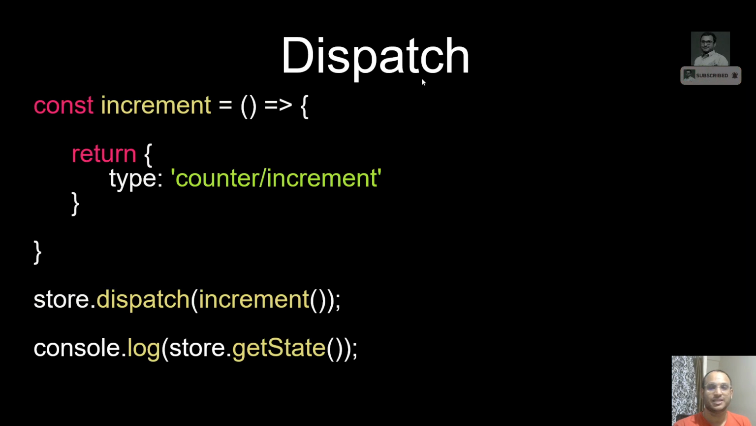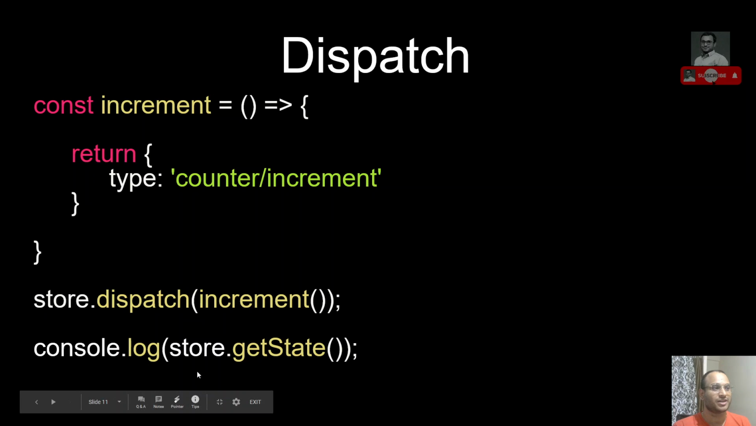Here is how dispatch looks. At the top we have an action creator with the name increment. The action creator is nothing but a function which returns the action object. Type is a mandatory field, and payload is not mandatory, it's an optional field. If you want to send an extra payload, you can send it. Here we call store.dispatch of the increment method, which returns the action object. And if you want to get the updated state, you can use store.getState.